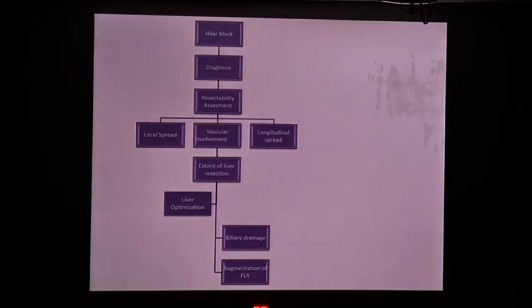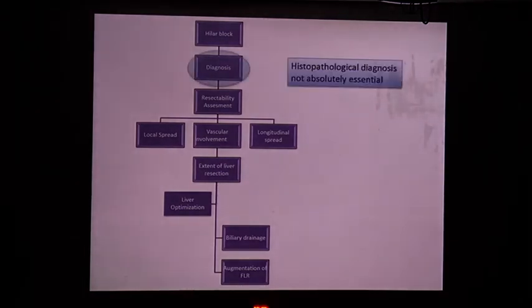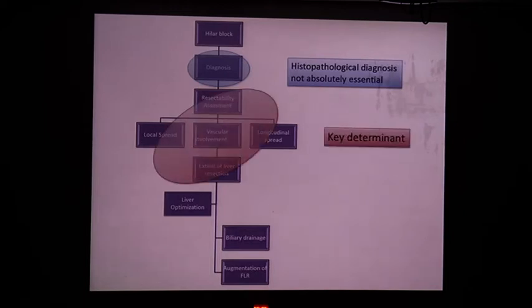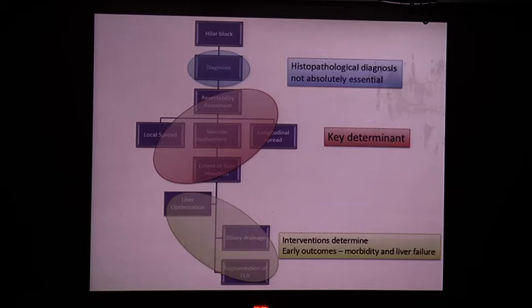So what is the algorithm which we have? You have a Hilar block. It is not absolutely essential, as we discussed, in a clinical scenario to have a histopathological diagnosis, because it is difficult to get, and the majority of times it is a Hilar cholangiocarcinoma. Resectability, by the means which we discussed, is the key determinant of deciding what to do further. And once you take that decision, you have to optimize the patient so that your surgery will provide good early outcomes in terms of morbidity and liver failure. And no doubt, if this is good, the long-term outcome is going to be good.